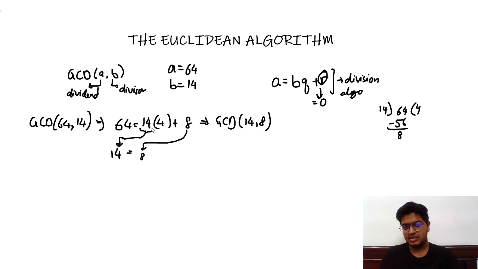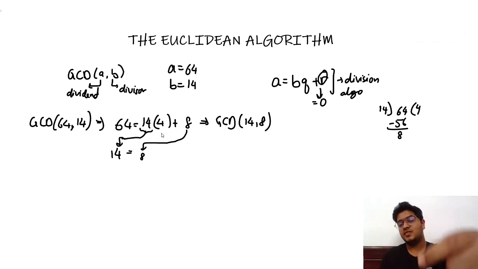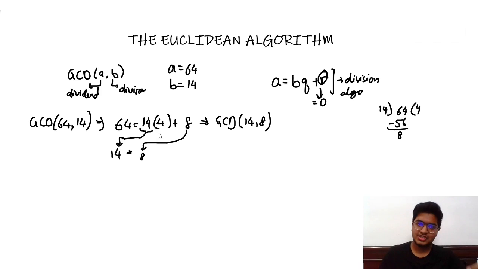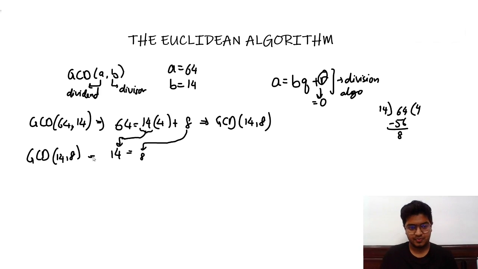The divisor of the previous equation becomes the dividend of the next equation, and the remainder of the previous equation becomes the divisor of the next equation. So let me optimize it. Now I'll use this 14 as the dividend and this 8 as the divisor. The GCD of 14 comma 8 is an optimized form of the GCD of 64 comma 14. It is easier to find the GCD of 14 comma 8 than the GCD of 64 comma 14. This optimization is the Euclidean algorithm. We'll do this until we get the remainder as 0.